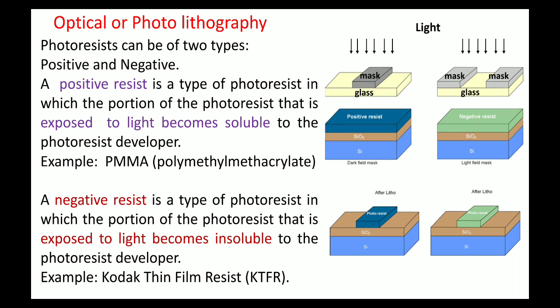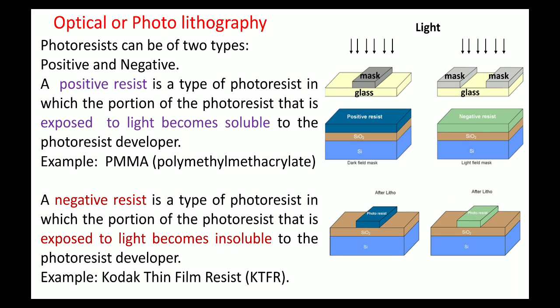What is a negative photoresist? Negative photoresist is a type of photoresist in which the portion that is exposed to light becomes insoluble. So on this material, if the light is incident on the photoresist, then it will not get dissolved. The example for negative photoresist is Kodak thin film resist, KTFR.